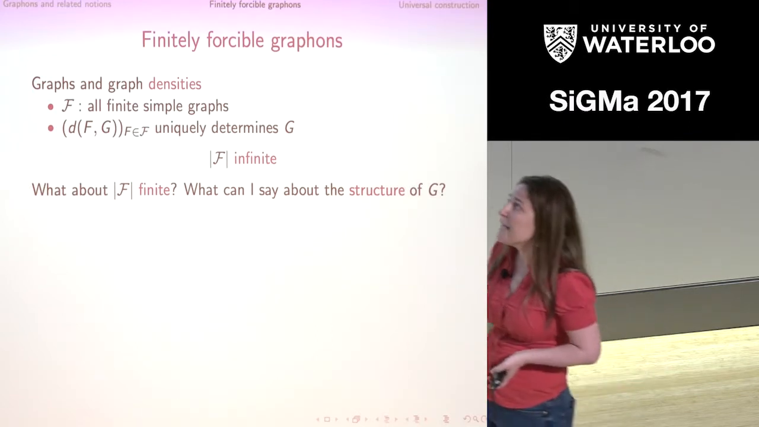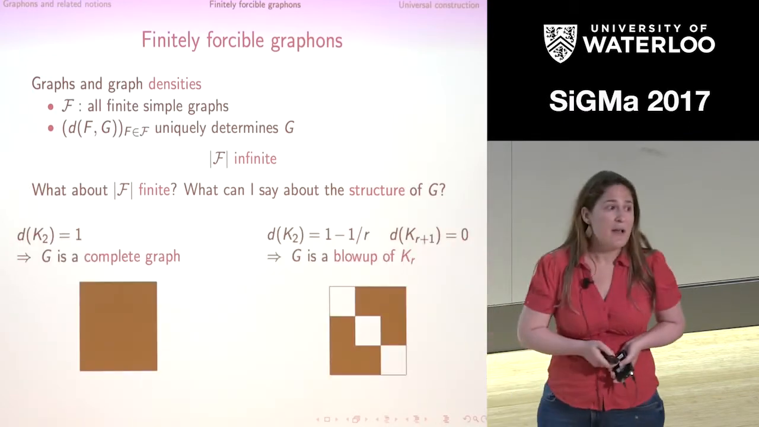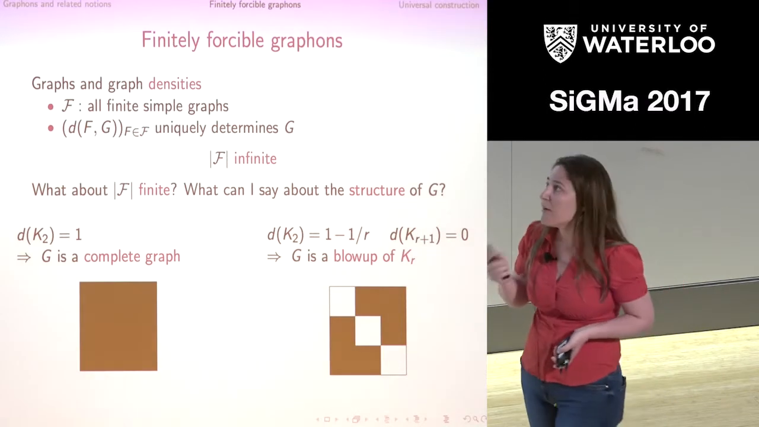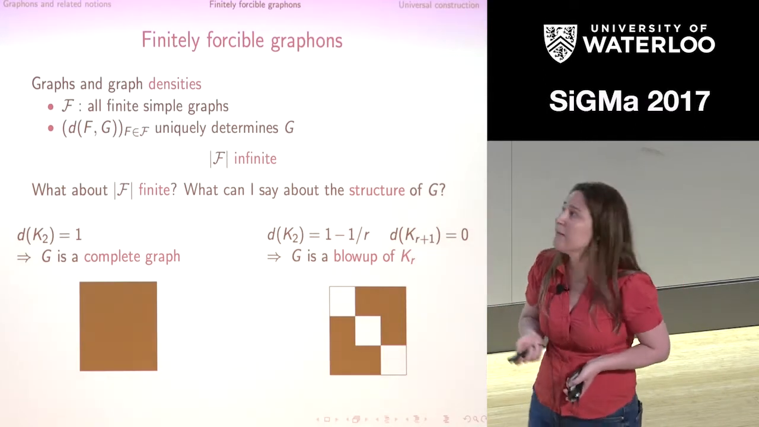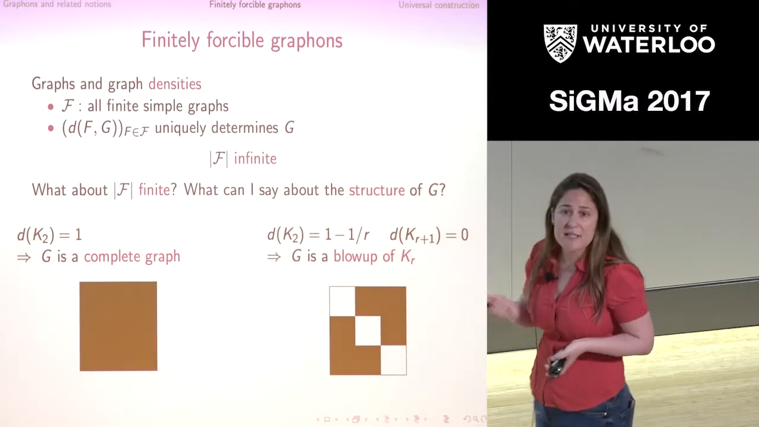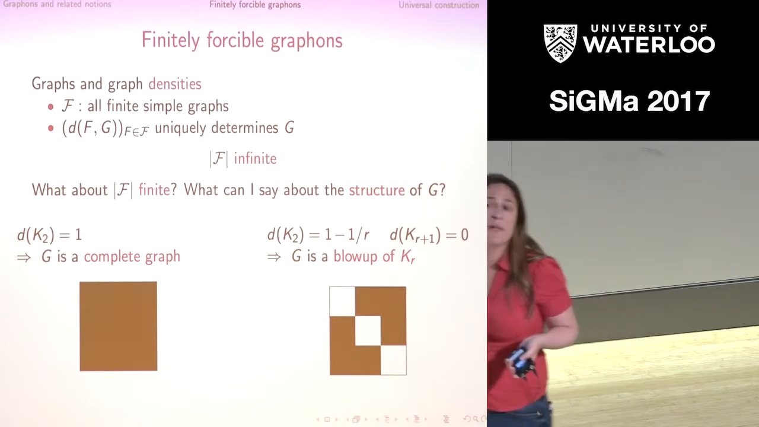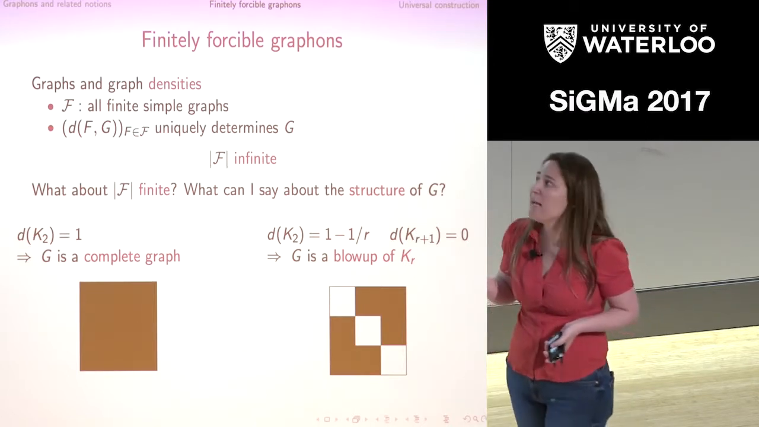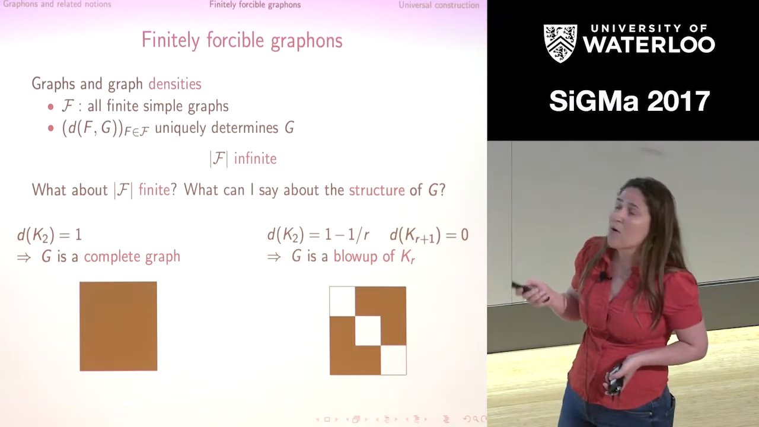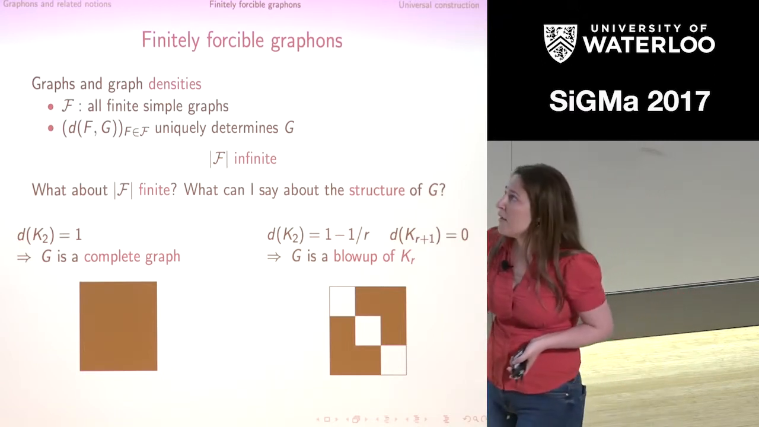But in some other cases, you could infer the structure of the graph, not the graph uniquely, but the structure of it. So for example, if I tell you that the edge density is 1, you know for sure that it's a complete graph. And in the graphon language, you know that it is the constant 1 everywhere.